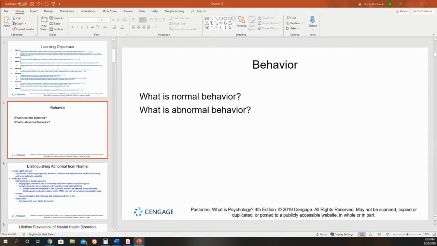Is there an ideal way of behaving? With your normal behavior definition, do you set an ideal that has to be met to be classified as normal behavior? And then for the abnormal behavior, how do you account for the difference between abnormal behavior and just odd behavior? So think about that and have that kind of in your head, and I'll go through the definition that your book has.